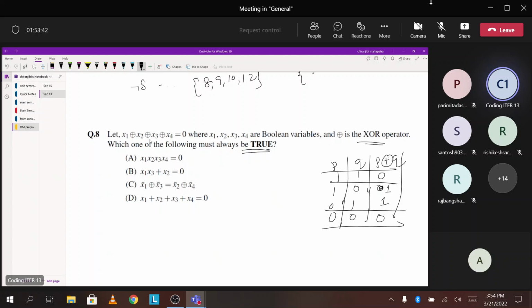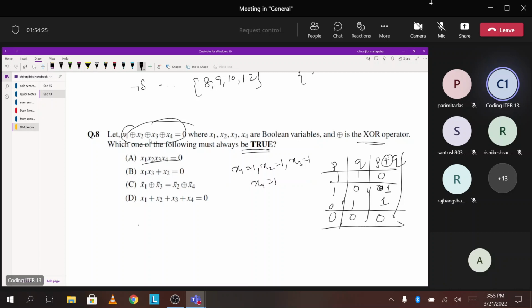As it is saying that which one must always be true, whatever may be the value of x1 x2 x3 x4, that must always be true and that must satisfy this condition. So that elimination method that you have tried, that also one idea. Another way you can also figure it out, that if you take x1 equals to 1, x2 equals to 1, x3 equals to 1, x4 equals to 1, in that case this will be false.